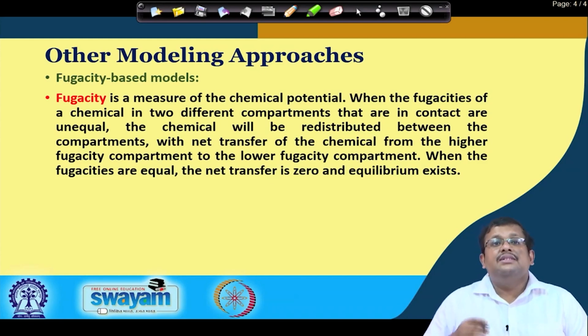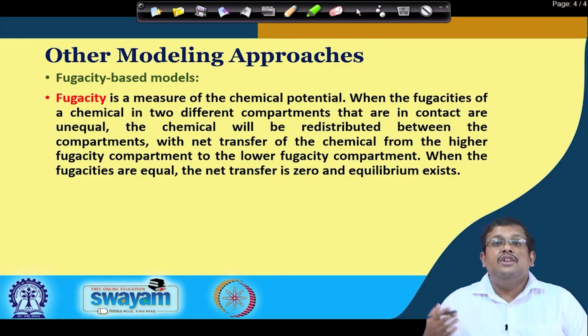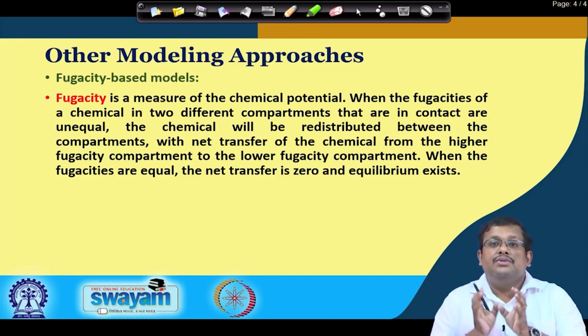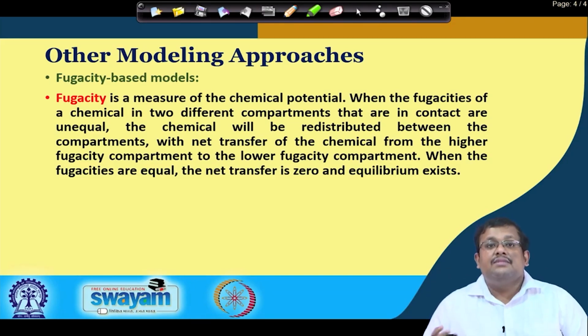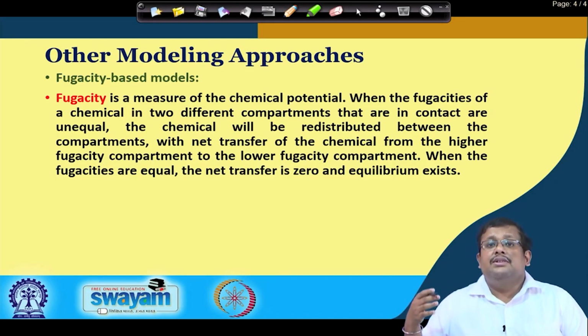Now remember that fugacity is a chemical term, it is basically a measure of the chemical potential. Now consider the fugacity of a chemical in 2 different compartments that are in contact. If the fugacities of the chemical in the 2 compartments which are in contact are unequal, then the chemical will be redistributed between the compartments with net transfer of the chemical from the higher fugacity compartment to the lower fugacity compartment. Now, when the fugacities are equal, the net transfer is 0 and equilibrium exists.